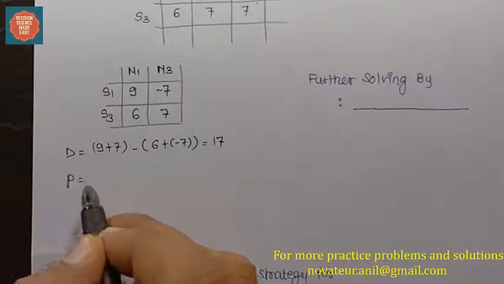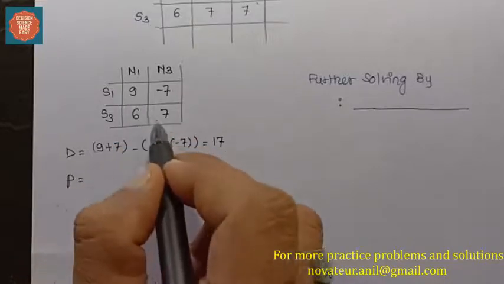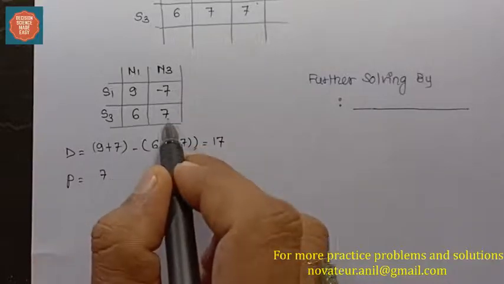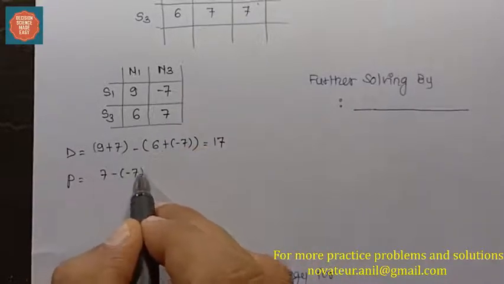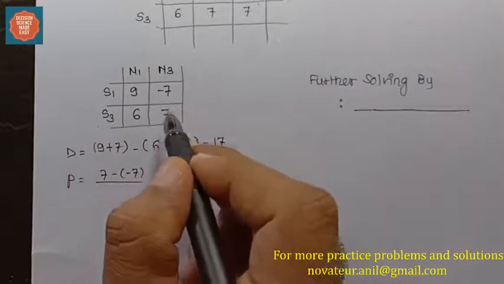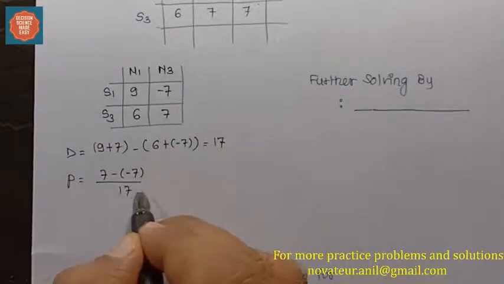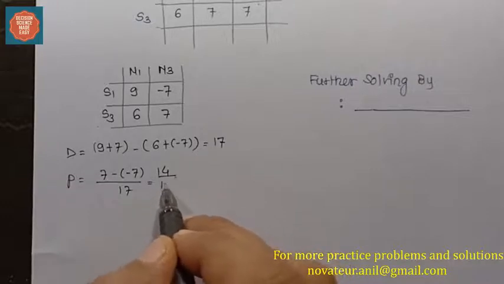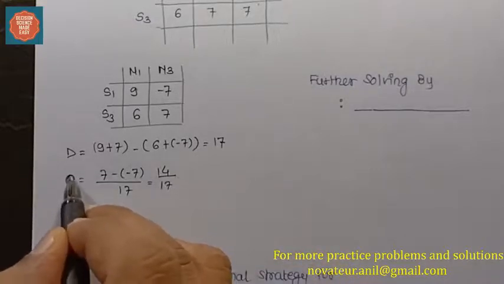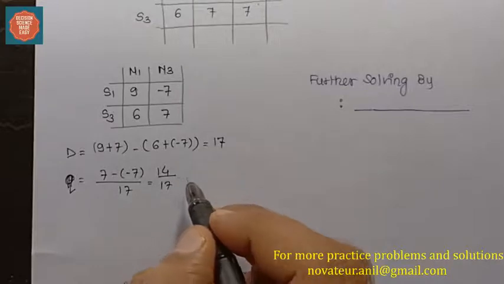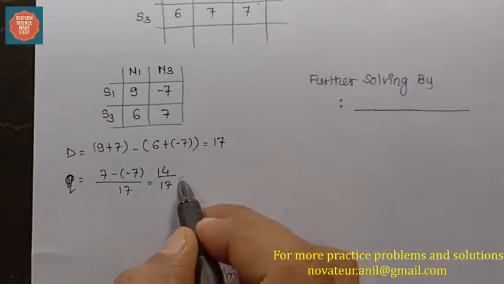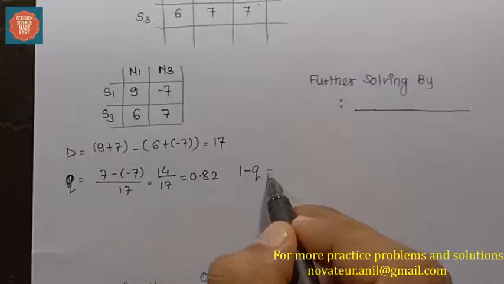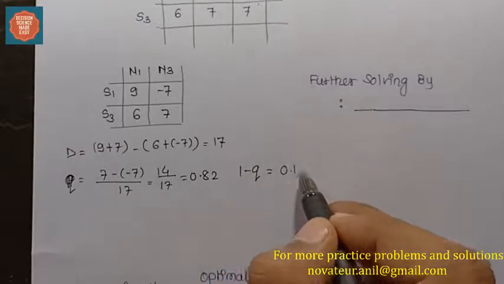If I have to find the p value, it is nothing but 7 minus, in bracket, minus 7, divided by 17. So this is nothing but 14 by 17. This is not p, this is q. So it is nothing but 0.82. So my 1 minus q will be 0.18.